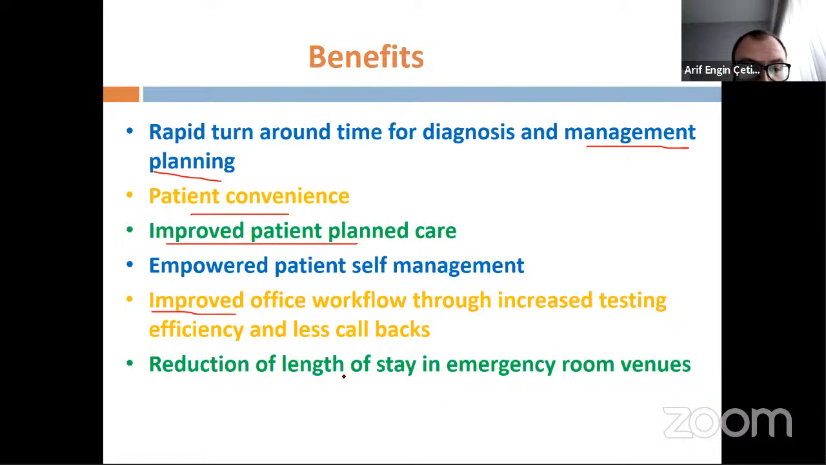This platform could improve office workflow through increased testing efficiency and fewer callbacks. So this sentence means POCT tests decrease the number of patient visits to the central hospitals, so then patients could be treated much better in the hospitals, as the number of patients is lower on a daily basis.